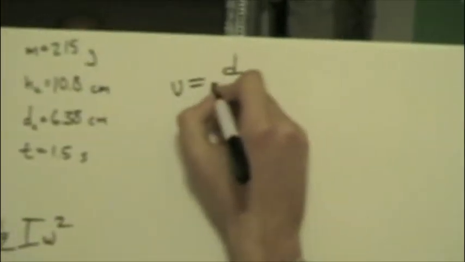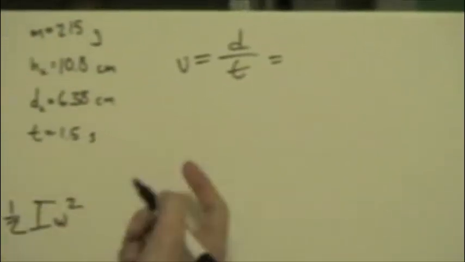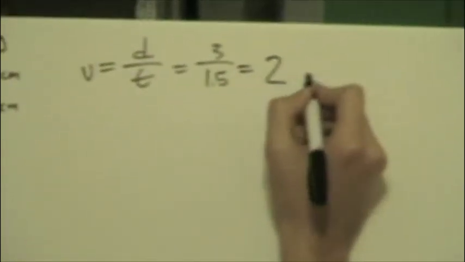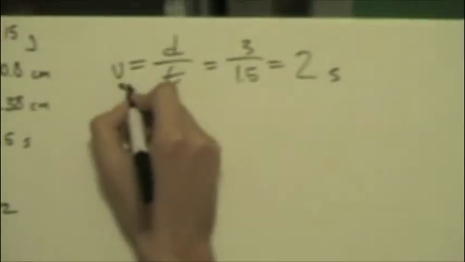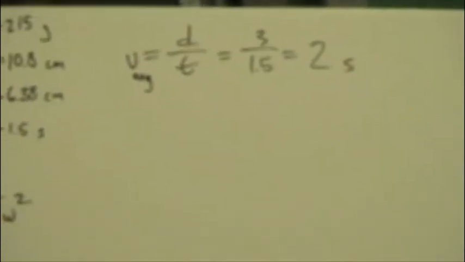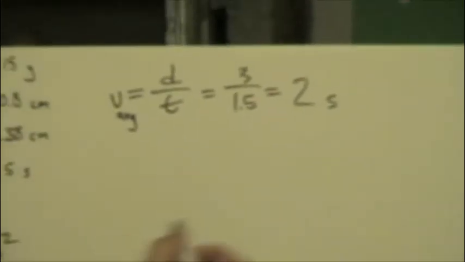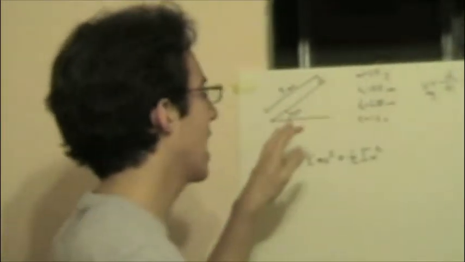Okay? Velocity is distance over time. And we have a distance, 3 meters, and we have a time, 1.5 seconds. So it's 3 over 1.5, which is 2 meters per second. But this is only average velocity. So this would be the velocity if there were no friction. That's how fast it would have to go the whole time to get down there. But it's accelerating, so that's not what's actually happening.